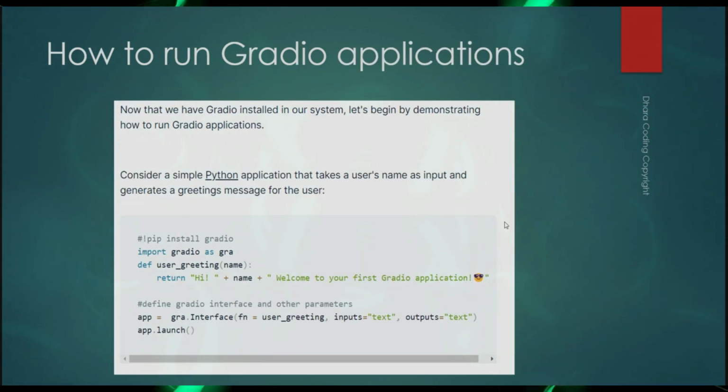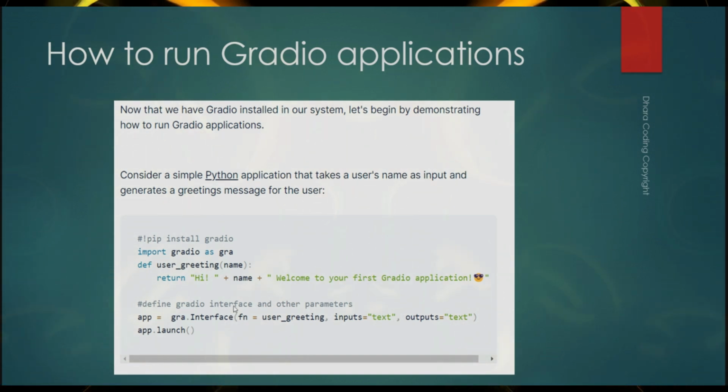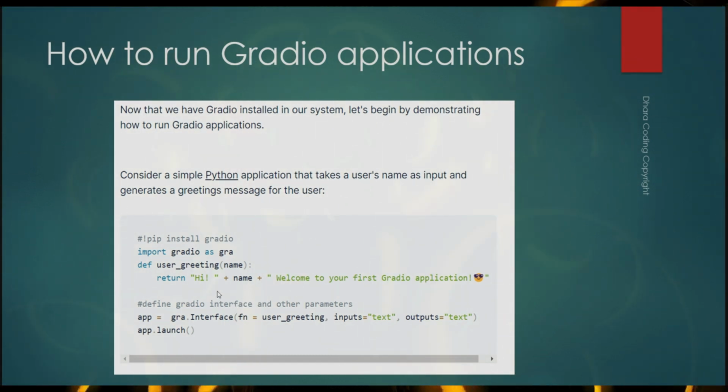Then you can say import gradio as gr. Here, def user_greeting(name) is a simple Python function which will accept the parameter name, and here it will return this. And then you can create the interface. This is a simple interface. I am showing you how Gradio works. This is a simple method, not a machine learning model.